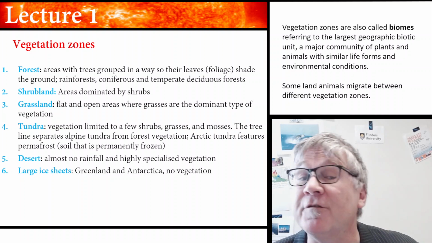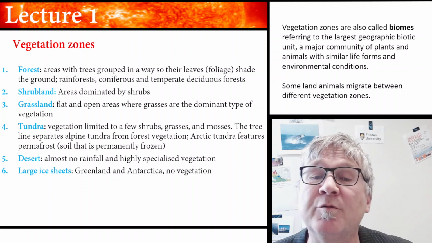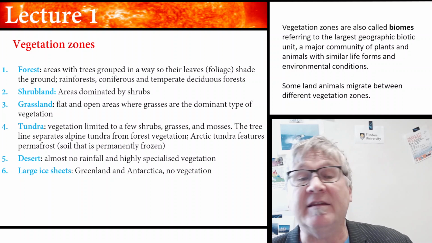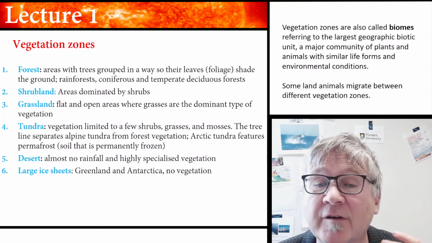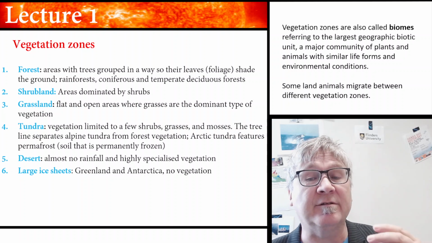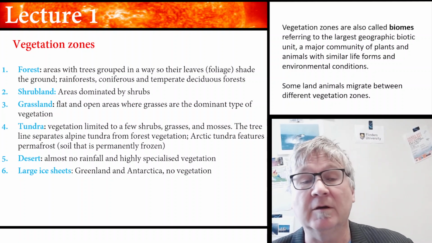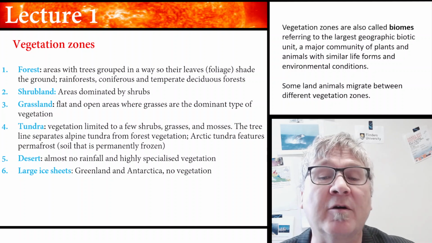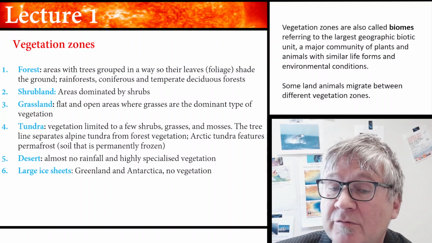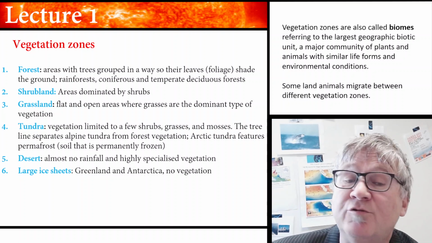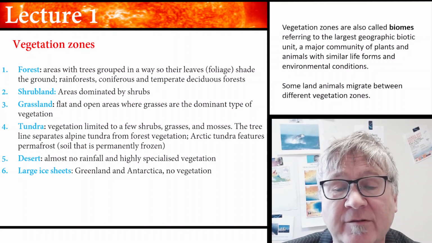So we're talking about forest areas, forest vegetation zones, areas with trees grouped in a way that their leaves shade the ground. Rainforest, coniferous and temperate deciduous forests. Okay, with shrubland areas dominated by shrubs. Grassland, flat and open areas where grasses are the dominant type of vegetation. Tundra, vegetation limited to a few shrubs, grasses, and mosses. Tree line separates alpine tundra from forest vegetation.